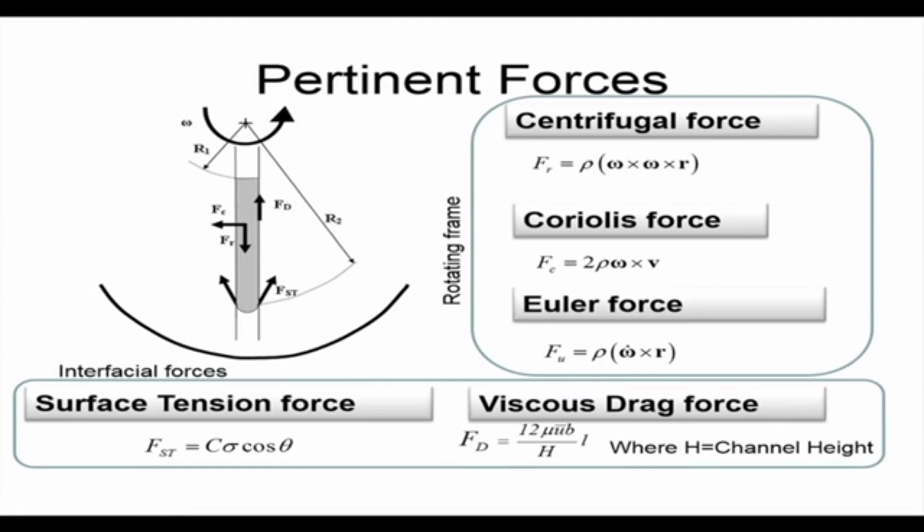Then in addition there are interfacial forces. One is the surface tension force, perimeter into sigma into cos theta, and the other is the viscous drag force. How do you find out the viscous drag force? Let us try to quickly do it.